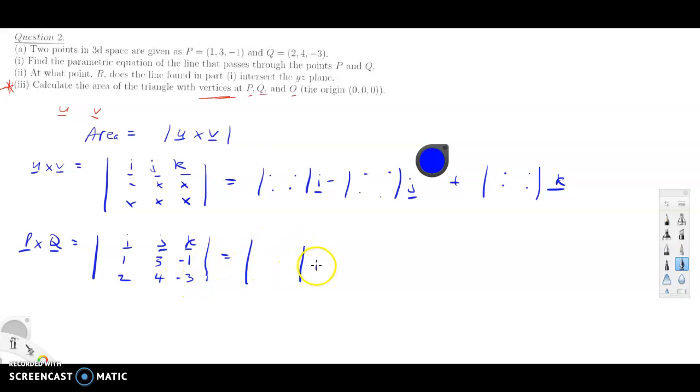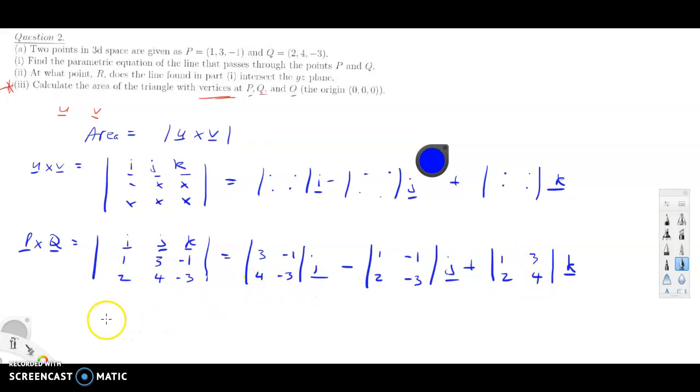So when it comes to loading up this I bit here, we ignore the I column and we just use the other bits, 3, minus 1, 4, and minus 3. Then we're going to have a minus, and we're going to have 4 items in front of J. So we ignore the J column this time, so the first column there will be 1 and 2. Then we'll take this minus 1 and minus 3. Then we have plus K, and then we'll ignore the K column, so we'll be taking 1 and 2 and 3 and 4.